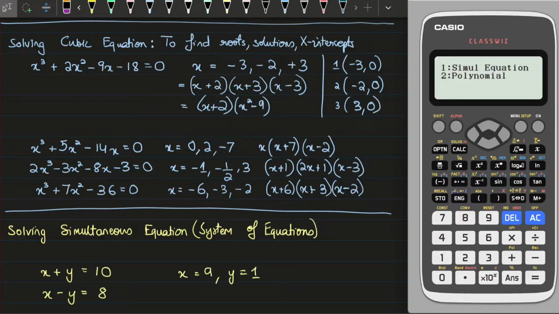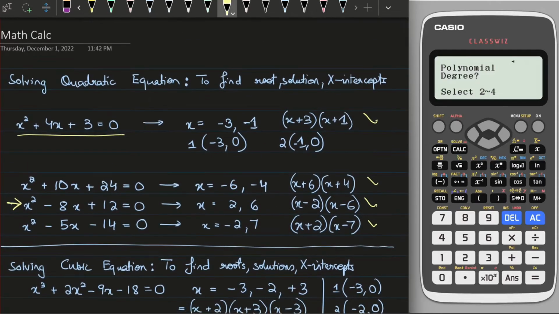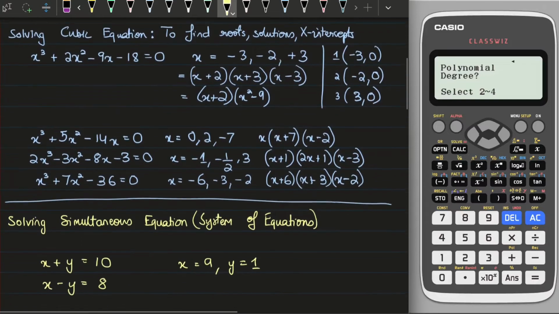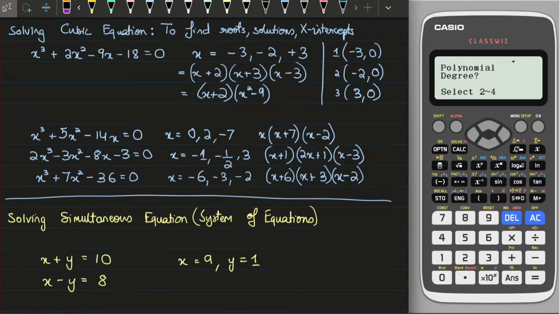You choose the polynomial again, but this time it's a cubic equation, so the maximum degree is 3. In the quadratic equation, we plugged in 2, the maximum power 2. Over here you have a cubic equation, so you're going to press 3. And like we did earlier with the quadratic equation, you're again going to plug in the coefficients.